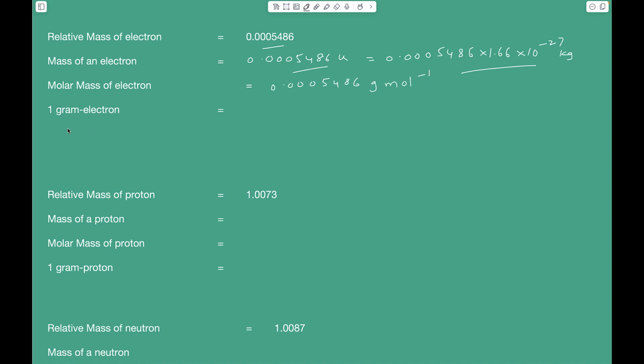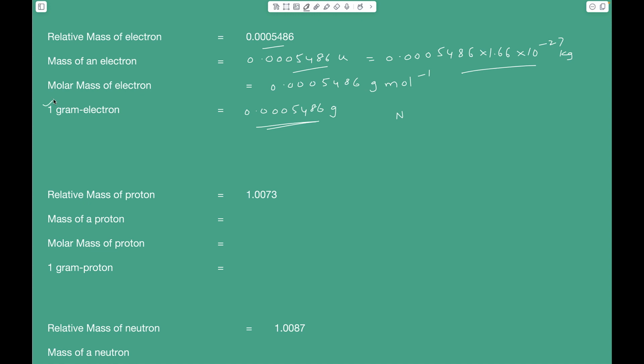Then what is 1 gram electron? It is simply the relative mass of an electron expressed in grams. So it would be 0.0005486 grams. And you know, 1 gram electron of electrons contains an Avogadro's number of electrons. So this is the mass of an Avogadro's number of electrons. Again, remember, this is old vocabulary.